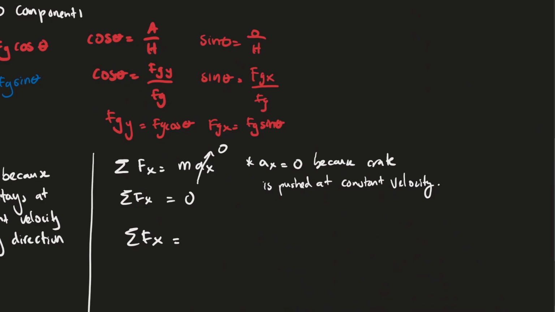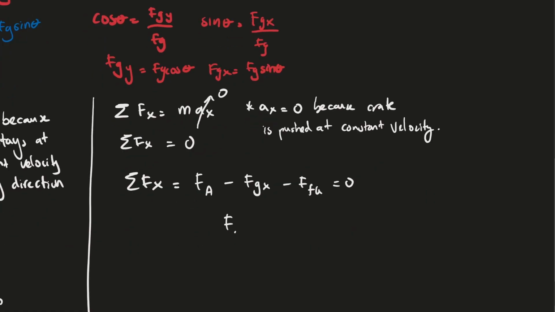So that is going to be Fa, the force applied, and then minus our Fgx, the force of gravity in x, and then minus the force of friction, kinetic, right? And that's all going to equal 0. So let's do some algebra here and rearrange. The applied force is going to be Fgx plus the force of friction kinetic.